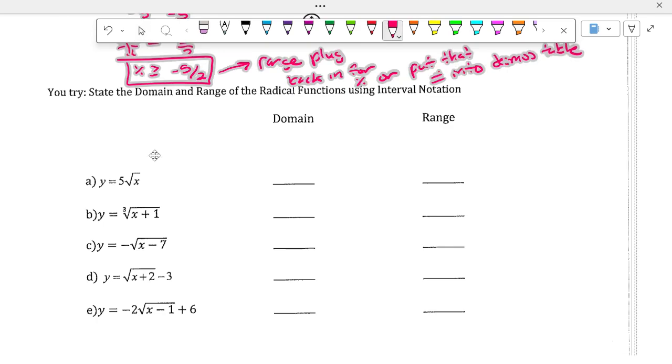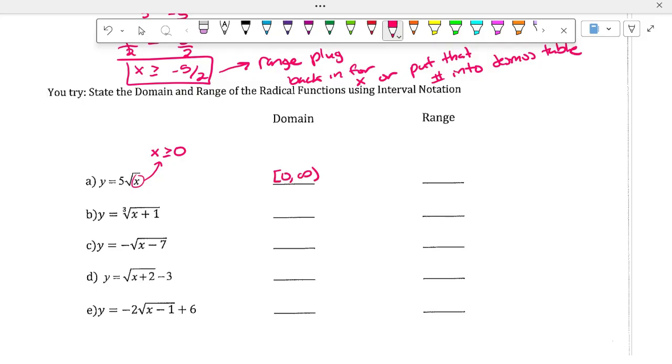All right, so if I have x greater than or equal to 0, that's my domain. In interval notation, that means it's from 0 to infinity. If I plug 0 back in for x and evaluate that, so I have 5 square root 0, what's that equal to? 0. So that's my y value. And we're not reflecting, so it still remains as y is greater than or equal to 0. So 0 to infinity.